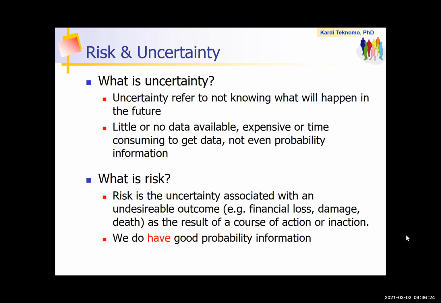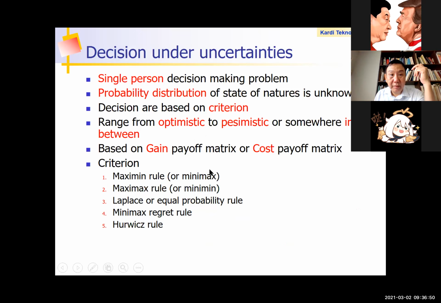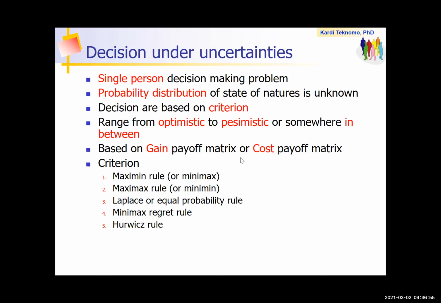So now, what is risk? Risk is uncertainty associated with undesirable outcomes as a result of action or inaction. But the difference between decision under uncertainty and under risk is only one: we do have good probability information.